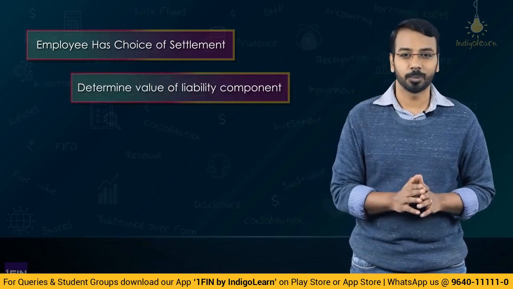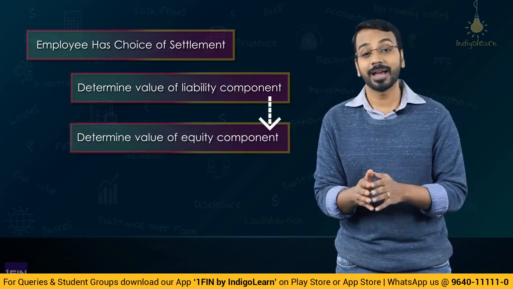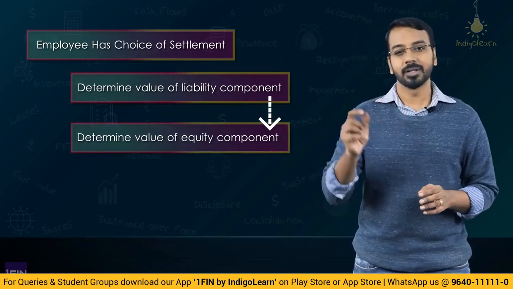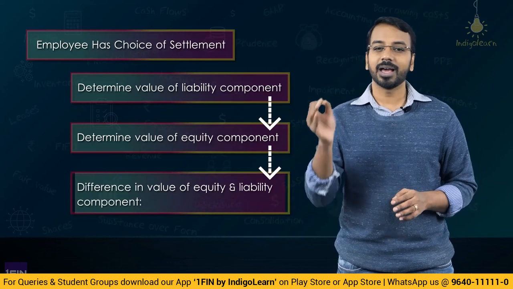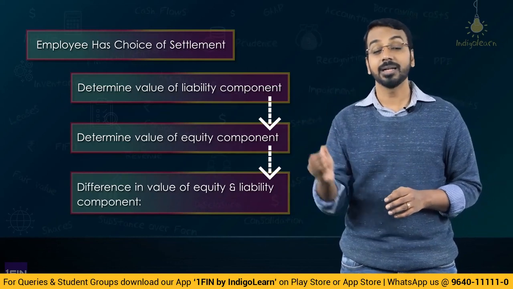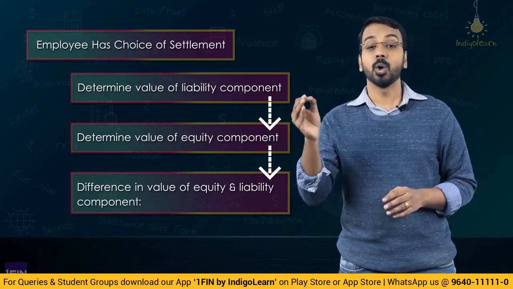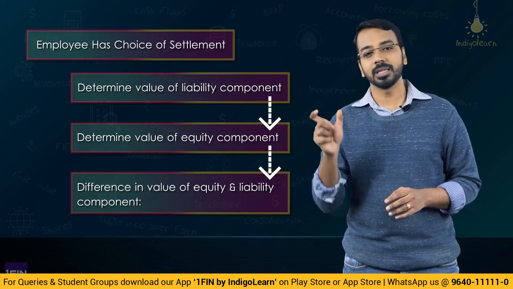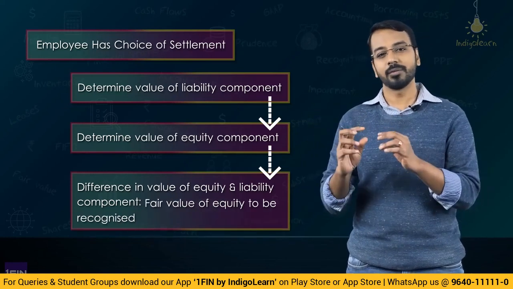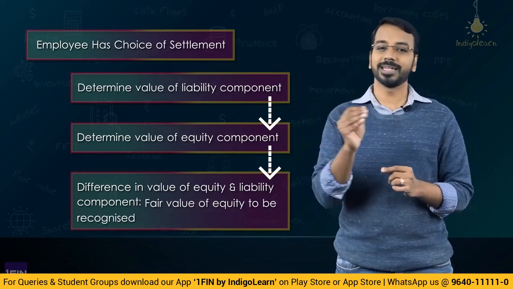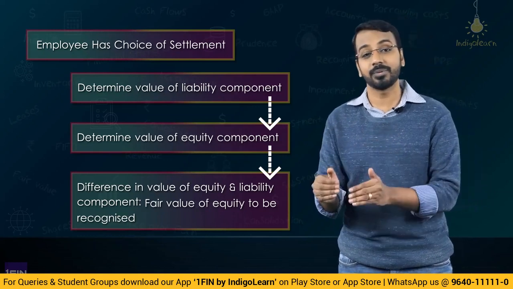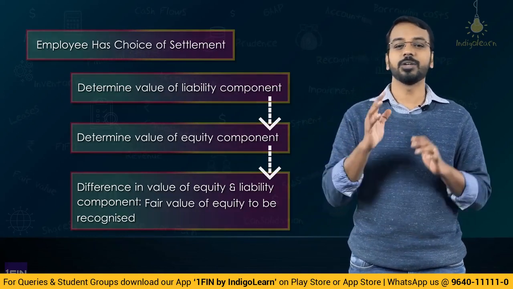So to summarize, when an employee has a choice under a share based payment with a cash alternative, the approach that you need to follow is, first determine the value of the liability component, then determine the fair value of the equity alternative, and the difference between the two will be the equity component, right? So whatever is the liability component will be credited to liability, and whatever is the equity component will be credited to equity. Now on the settlement date, two things are possible.